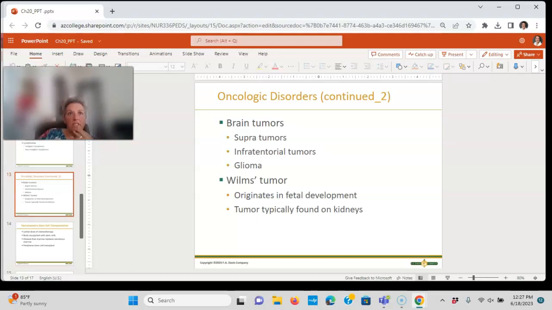So Wilms tumor kids: assess I&O, chemotherapy, strict aseptic technique with central venous lines, monitor nutrition, and wear clothing that's loose around the waistband. Educate parents about chemotherapy, removal of the tumor, get them in with the American Cancer Society, genetic counseling, avoid pushing or lifting the tumor area. Don't palpate the tumor because it could spread the cancer cells.